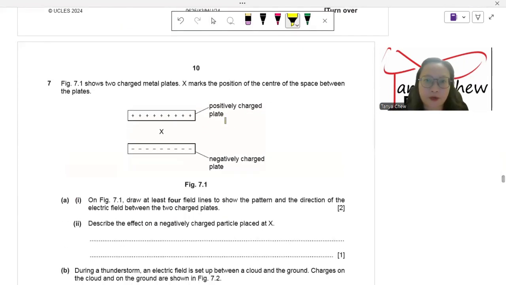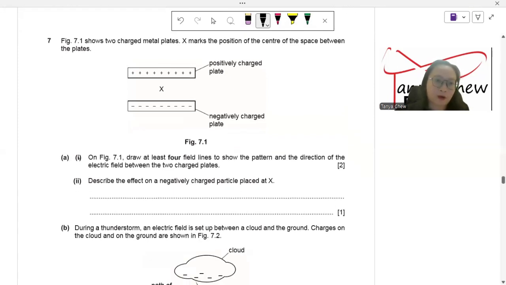Now, question number 7. Fig 7.1 shows two charged metal plates. X marks the position of the center of the space between the plates. A, part 1, on Fig 7.1, draw at least 4 field lines to show the pattern and the direction of the electric field between the two charged plates.